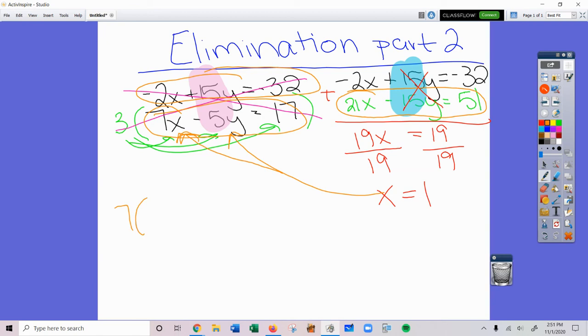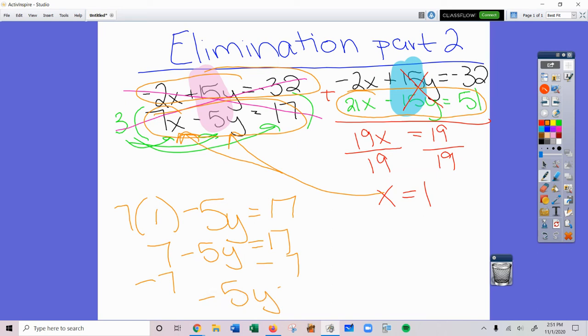So going right here. 7 times 1 minus 5y equals 17. So 7 minus 5y equals 17. Minus 7.